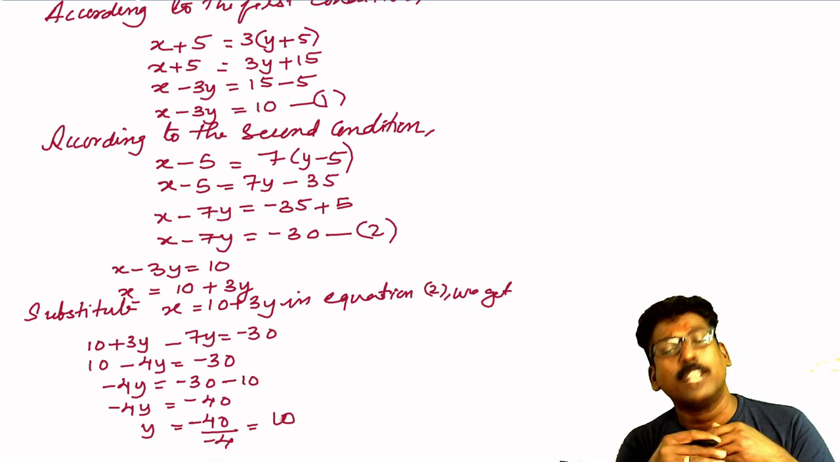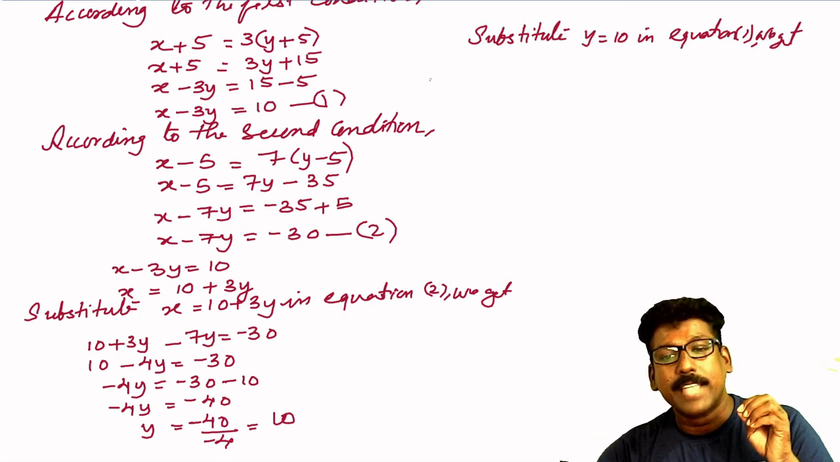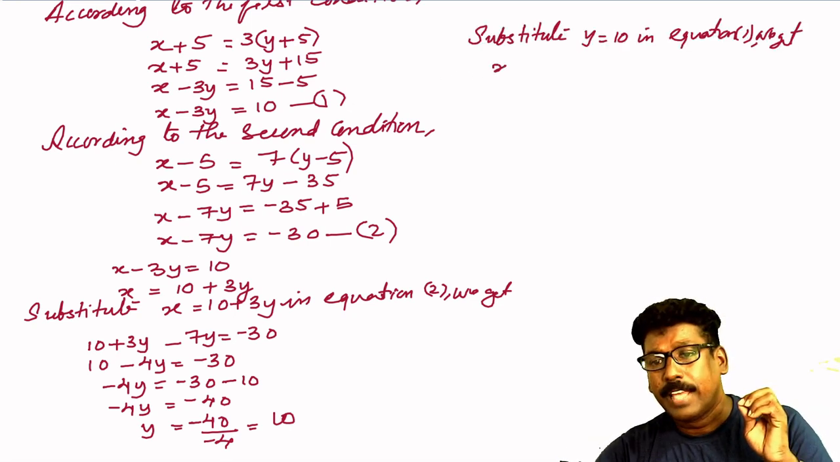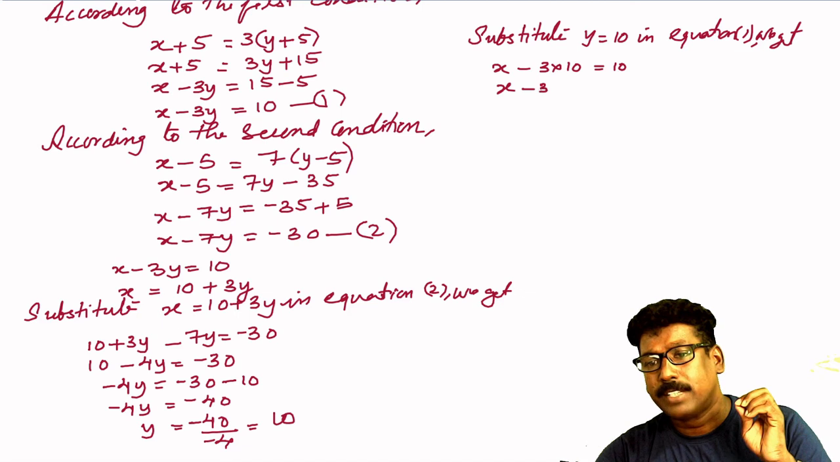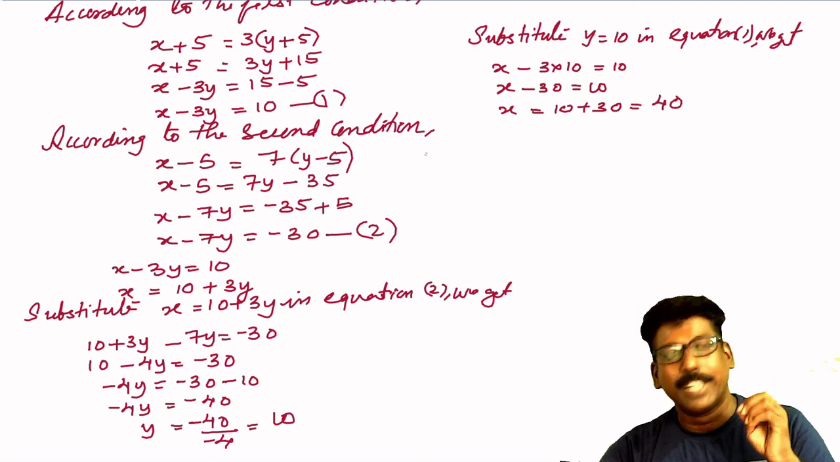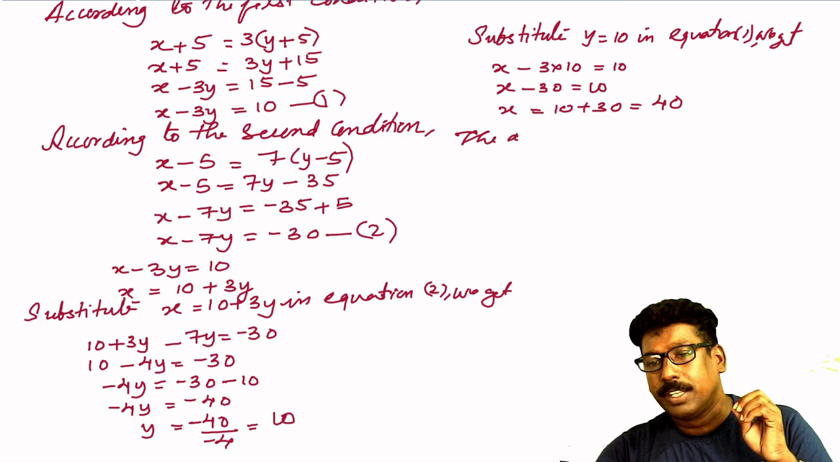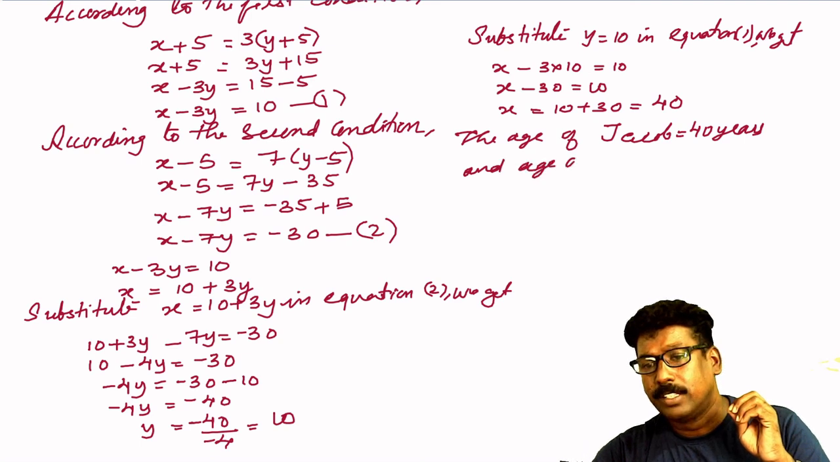Now substitute y is equal to 10 in equation 1. Equation 1 is x minus 3y is equal to 10. That is x minus 3 into 10 is equal to 10. That is x minus 30 is equal to 10. Therefore x is equal to 10 plus 30, which is equal to 40. So we can conclude the age of Jacob is 40 years and the age of his son is equal to 10 years.